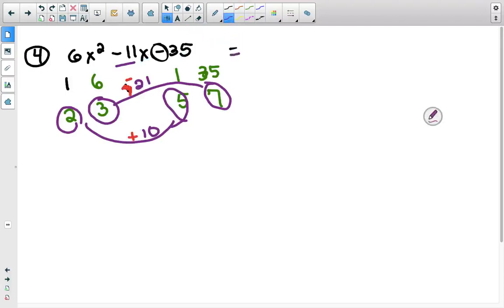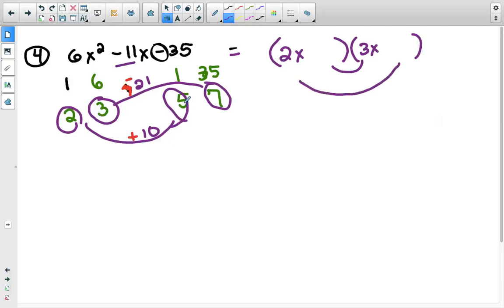So let me factor. Now, the GCF is 1, so I'm just going to have the two quantities. The lead terms are the 2x and the 3x. My little loops. 2 got multiplied by 5. I needed a positive 10. I'll multiply by 5, and it'll have to be a positive. 3 got multiplied by 7. There must be a 7 here. And then the 7 needs to be negative, and there you go. That is completely factored.